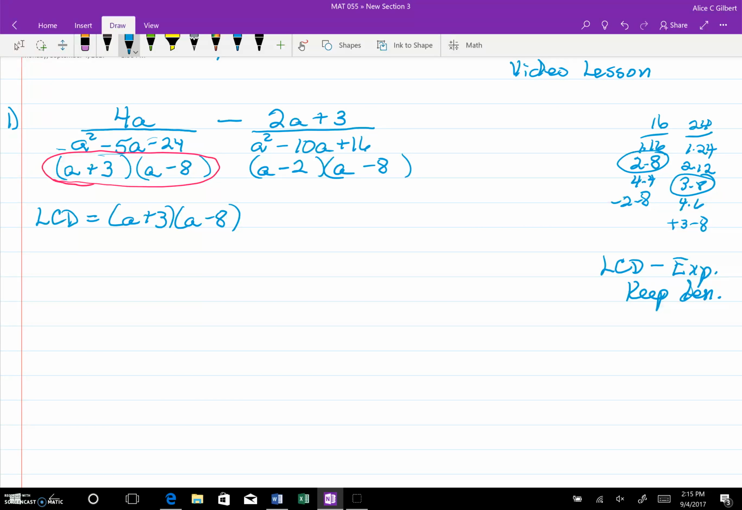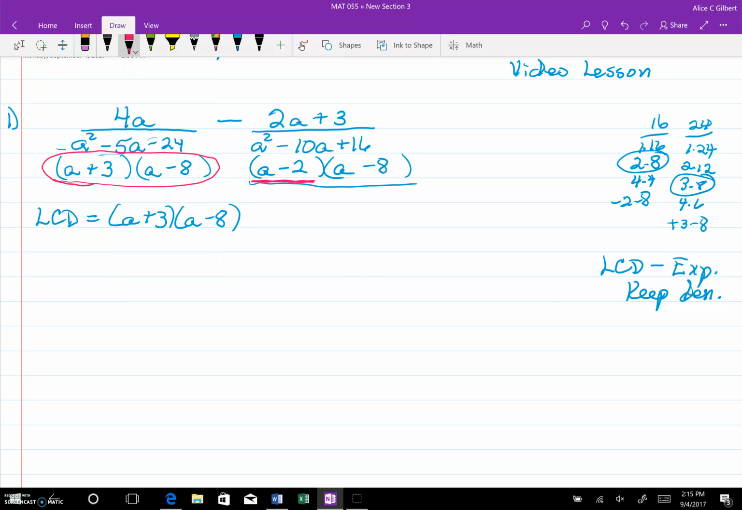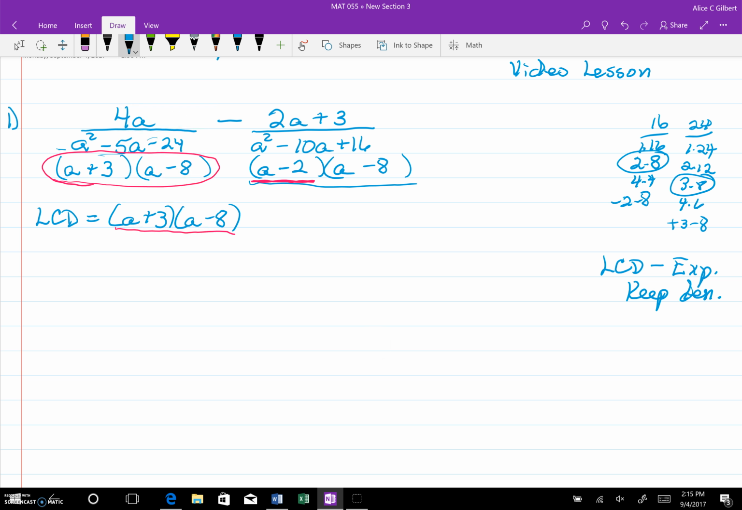Okay? And now I pretend that the first one doesn't exist, and I'm just going to look at the second one. First, I'm going to look at the first factor. So I look and see a minus 2. Is the quantity a minus 2 in my LCD yet? In my building, which I'm building? The a plus 3 and a minus 8 is my foundation of my building. So I'm thinking about building this LCD building. Well, I do not have an a minus 2 yet, the quantity. So I need to include, say include or multiply.